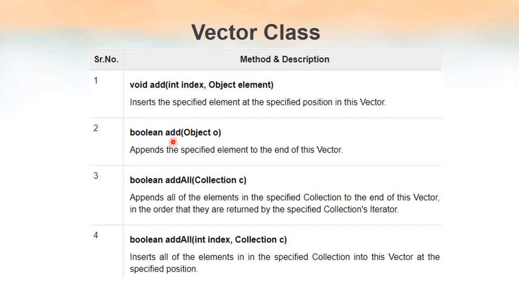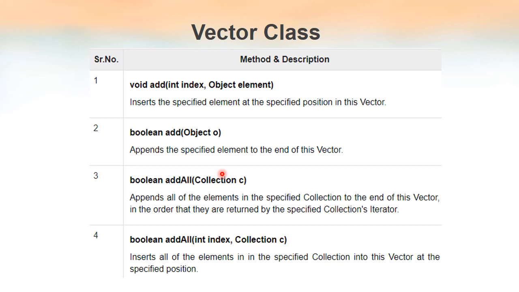If we don't want to specify the index at which we have to insert the element, just call the method add with the element to be inserted as the parameter. In that case the element will be inserted at the end of the vector. So here we can specify the location where we have to insert, but if you are not specifying the location, then the element will be inserted at the end of the vector by default.